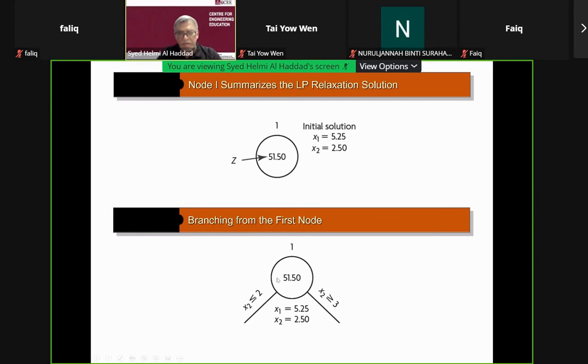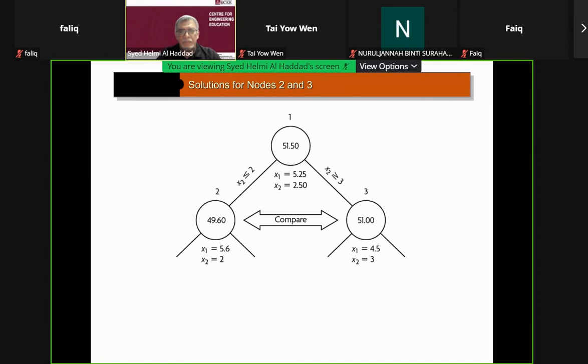Then you start with x2 less than or equal to 2 and x2 greater than or equal to 3, between these two. Okay, x2 less than 2, x2 greater than 3. So if you solve this problem, let's say x2 is less than or equal to 2, right? Then your z value here is 49.6. If your x2 is greater than or equal to 3, and your x1 is equal to 5.25, then your next value will be 1.0. Okay, the z value.